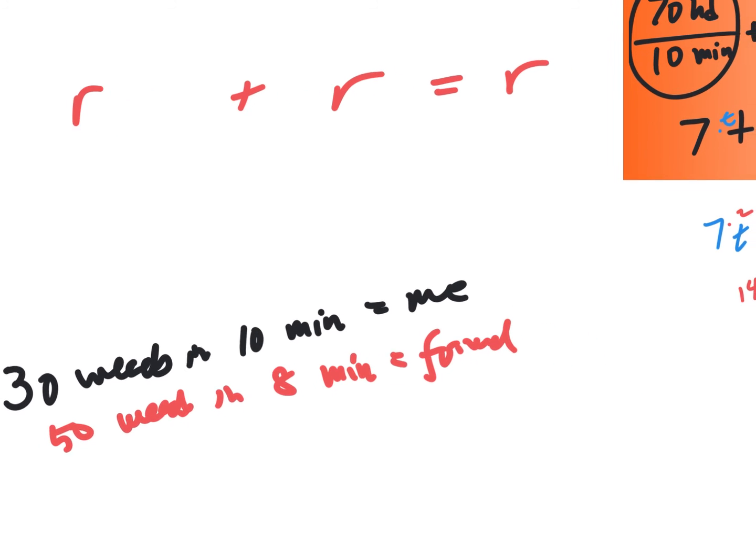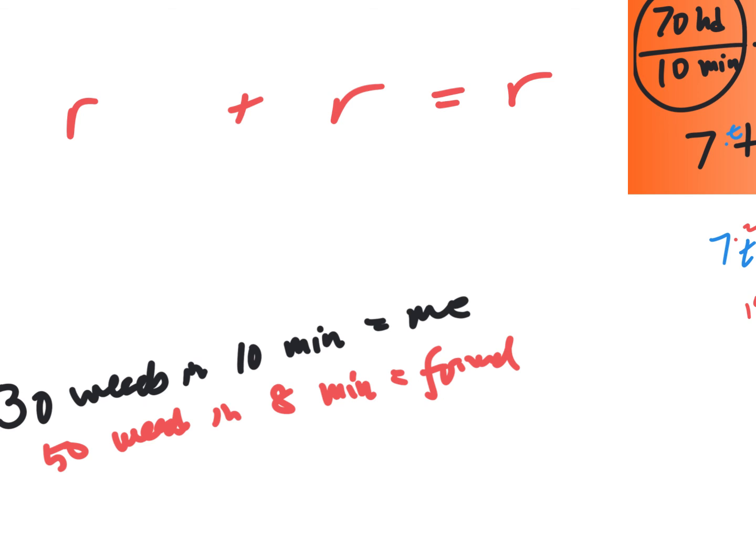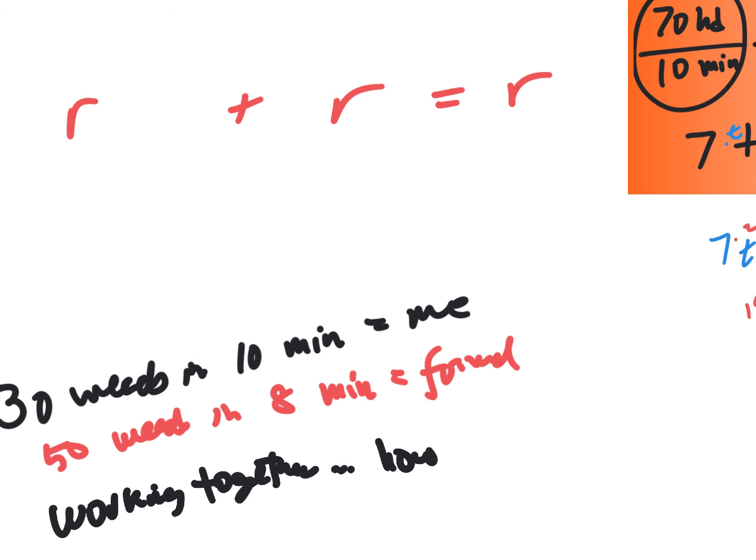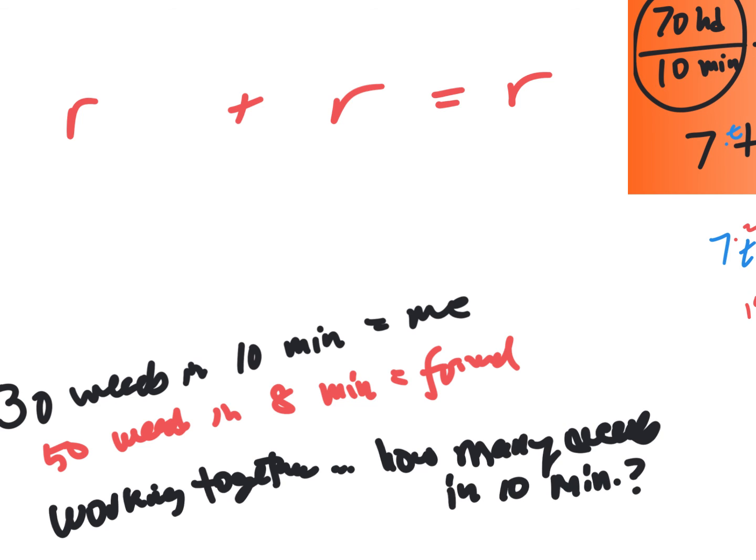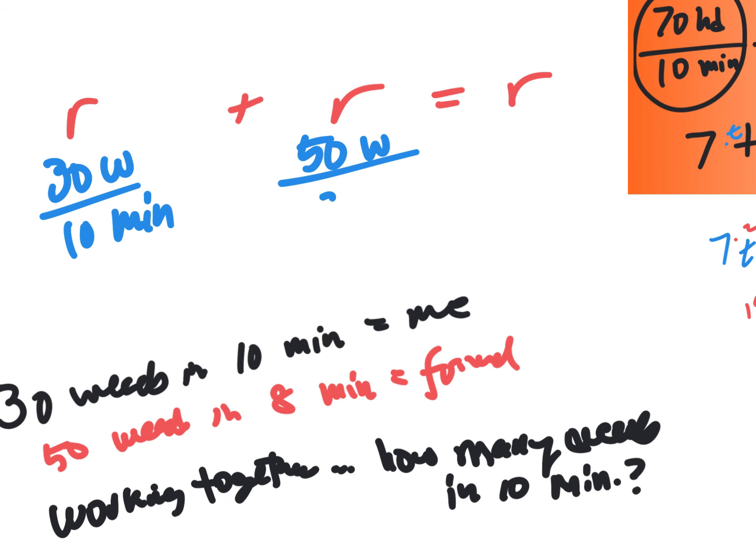Then the question would be something like this. Working together, how many weeds could we pull in 10 minutes? All right. Did you know it was 30 weeds per 10 minutes for me? Does that make sense so far? Then my friend was 50 weeds per 8 minutes.